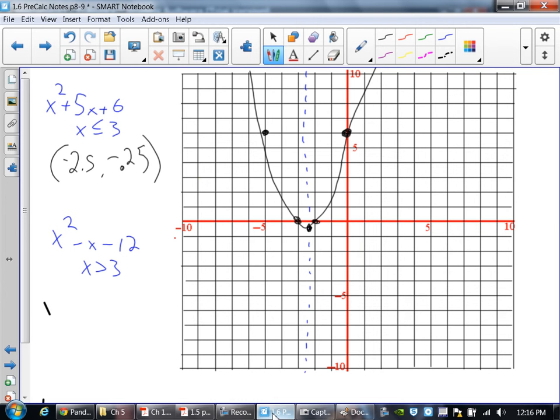Do the same thing on the other one. When I go to the other one, I'm going to show you how you can plot it a little bit differently this time. I'm going to go right to the zeros for the second equation. What times what is negative 12 you add together to get negative 1? Negative 4 and positive 3. So I know that this would be x minus 4, x plus 3. Where will my zeros be for that? 4 and negative 3.